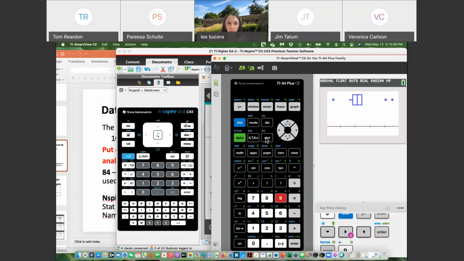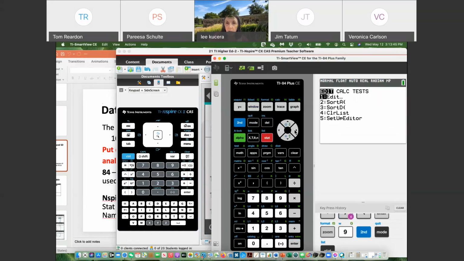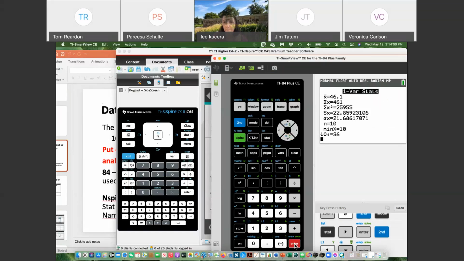I would go to, let's get out of this and go to stat, calc, one variable statistics. The terminology is the same. It's just hiding in different menus. So I want to do this one to be list 1 again. And then I calculate it and it shows up right here. Okay, same values as you would expect.